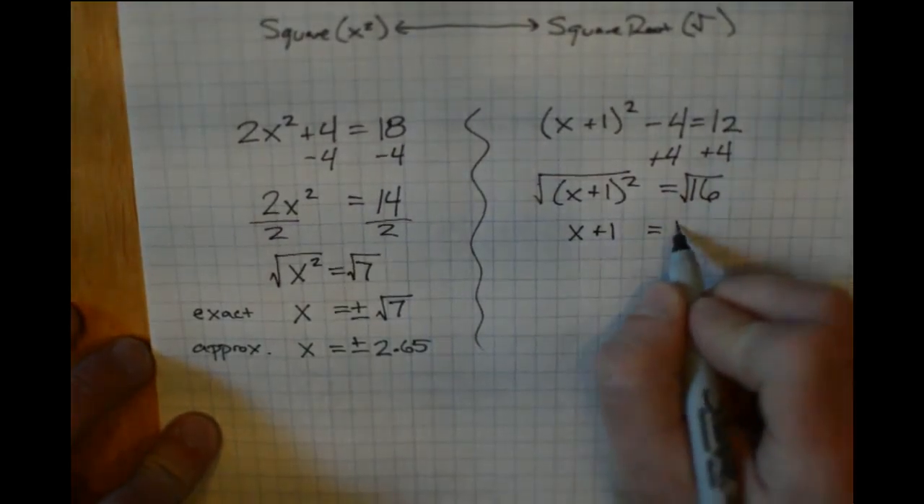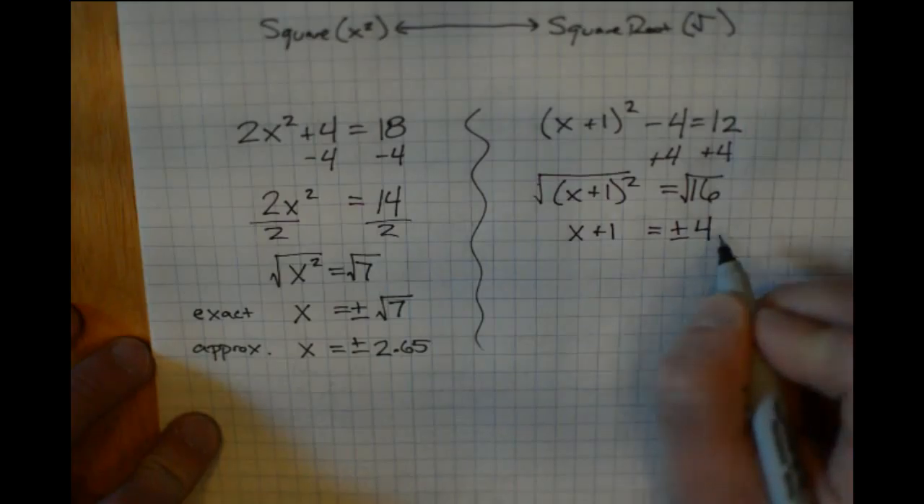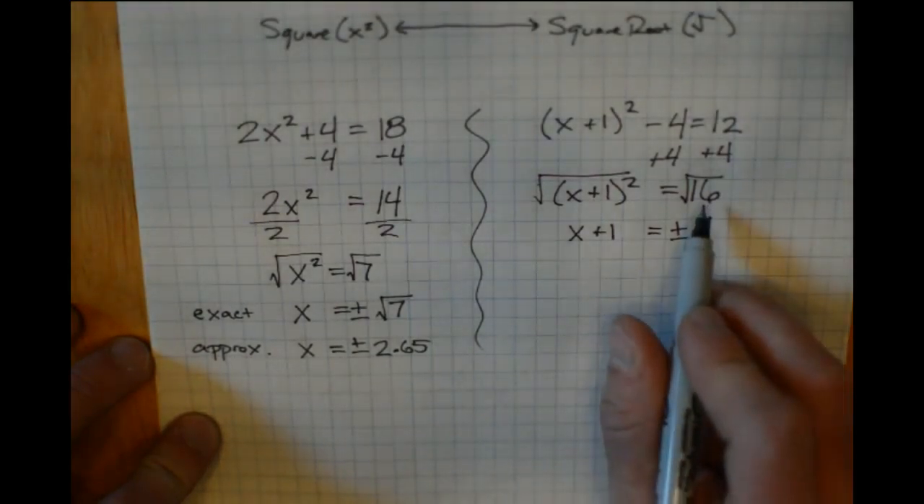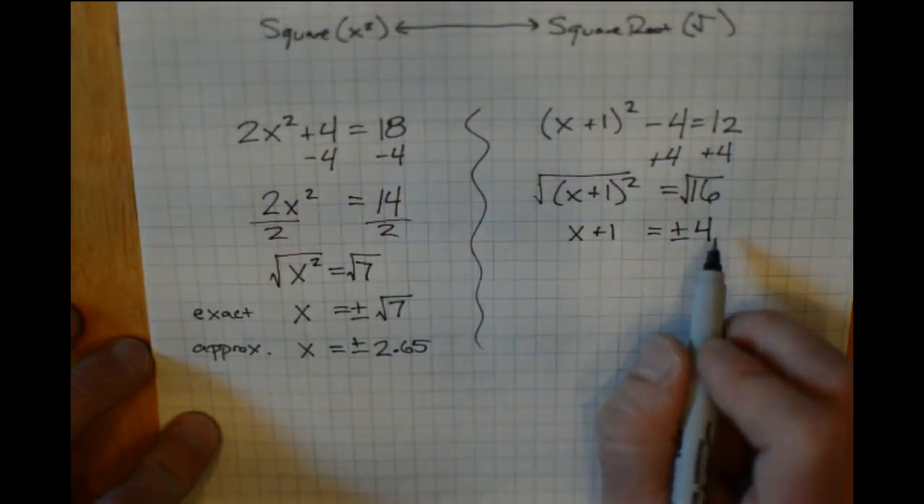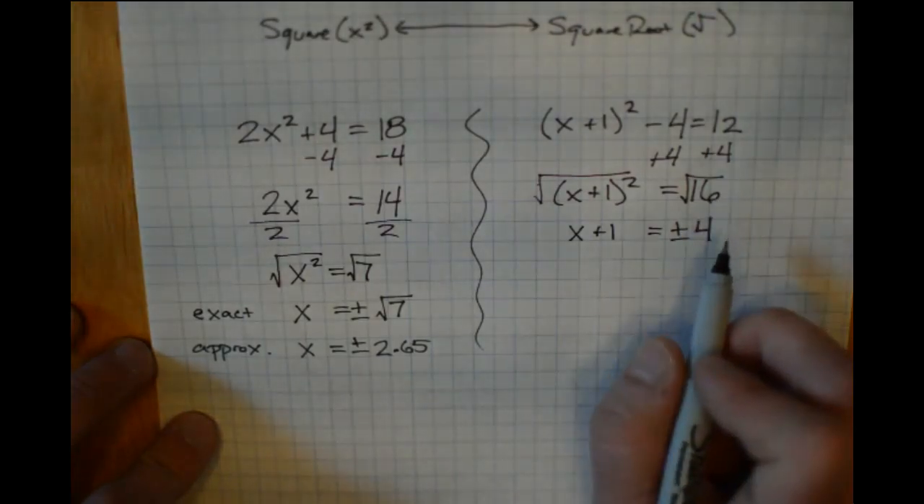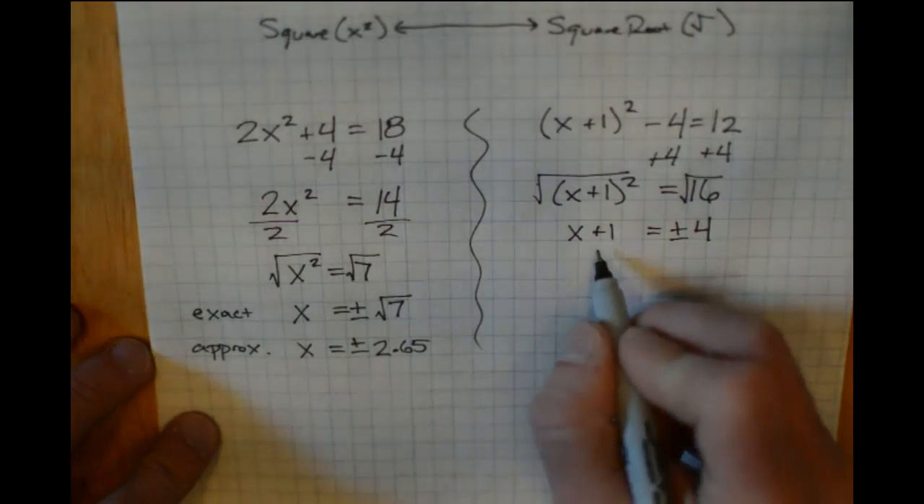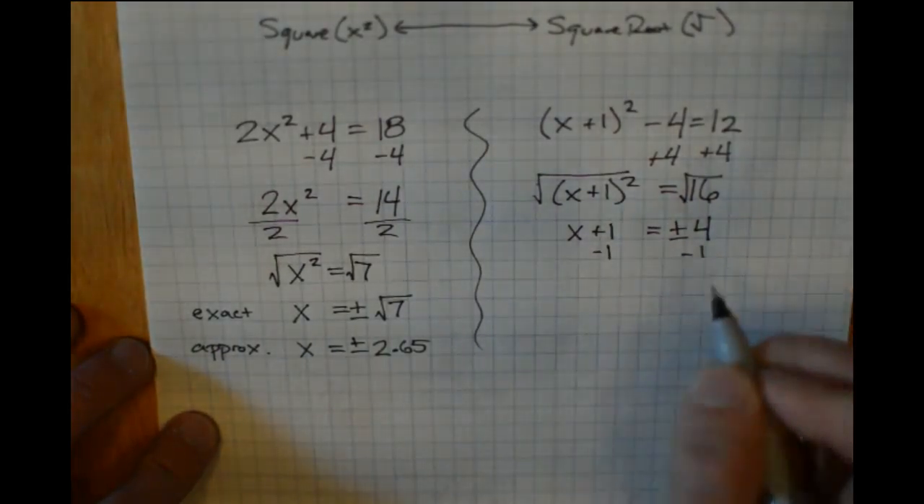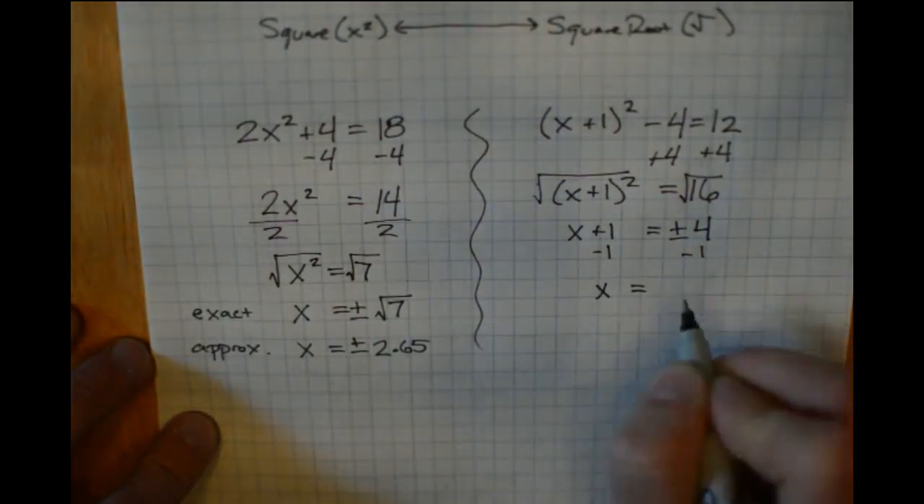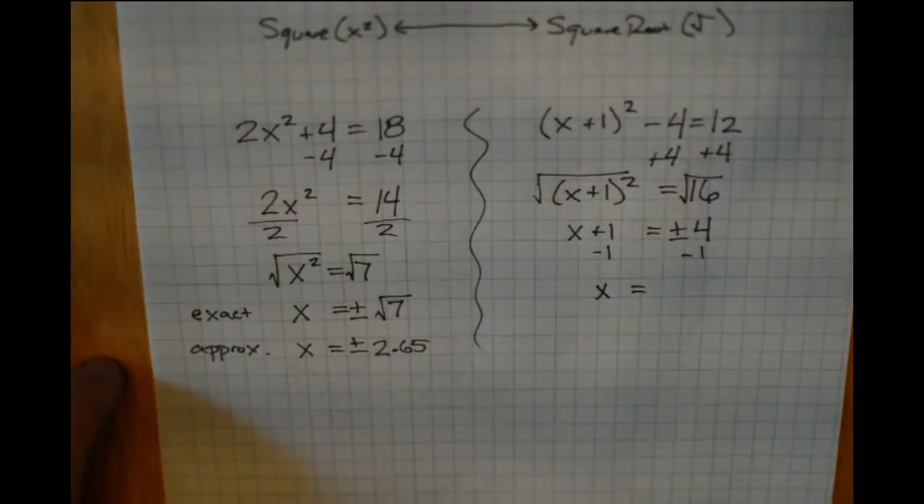On the right, anytime you have undone a square, you need plus minus. The square root of 16 is 4, because positive 4 squared is 16, and negative 4 squared is 16. Now I can get rid of that plus 1 because I've freed it, and x is actually going to be equal to two different numbers.